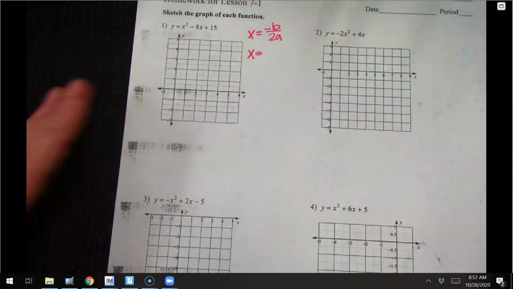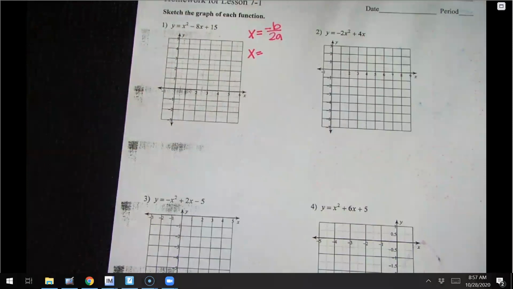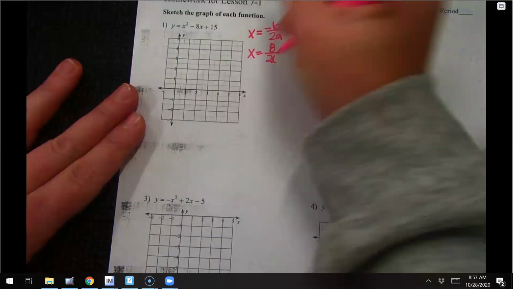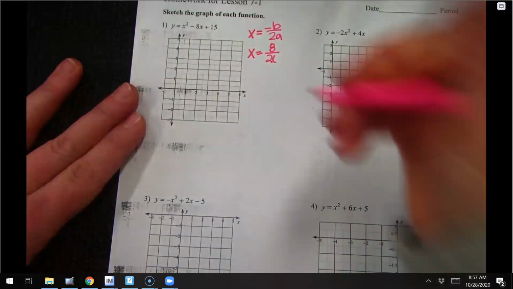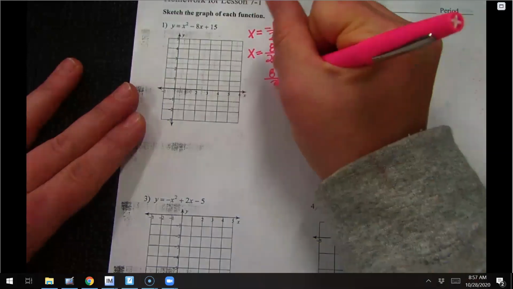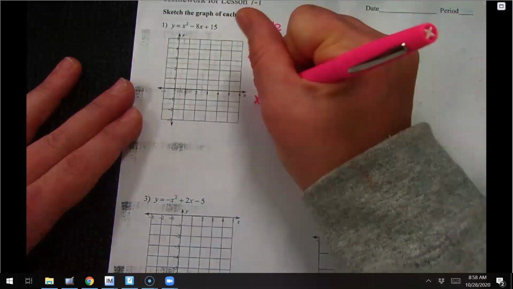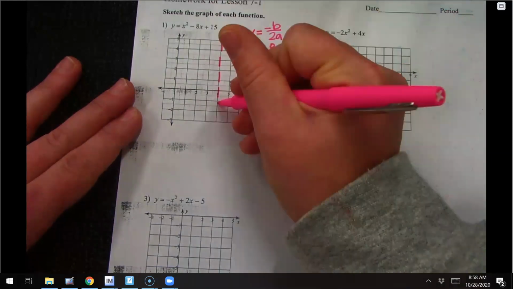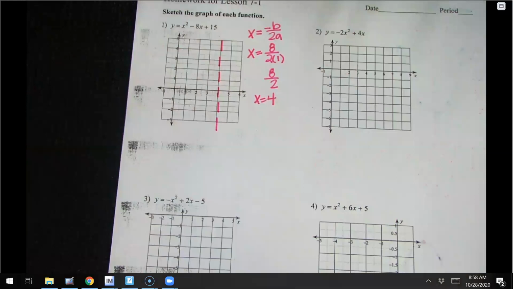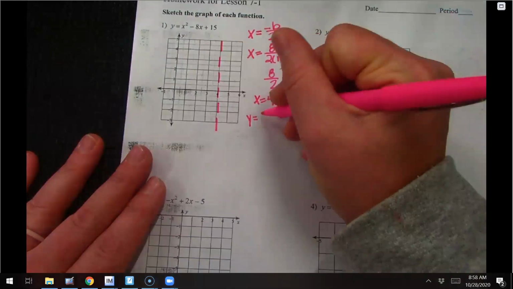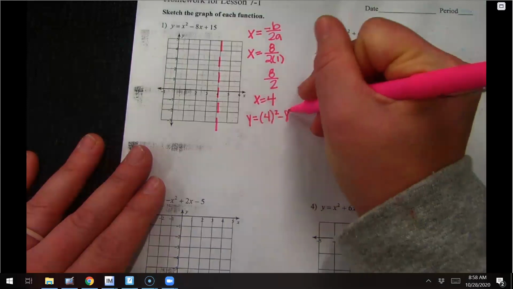All right, so the opposite of B. What's the opposite of B? Positive 8. 2 times A, what's A? 1. So that's 8 over 2. 8 divided by 2 is, so x equals 4. That's where you draw the dashed line. Your graph is going to be centered around that. And then from there, you plug it in to your original equation. So y equals 4 squared minus 8 times 4 plus 15.